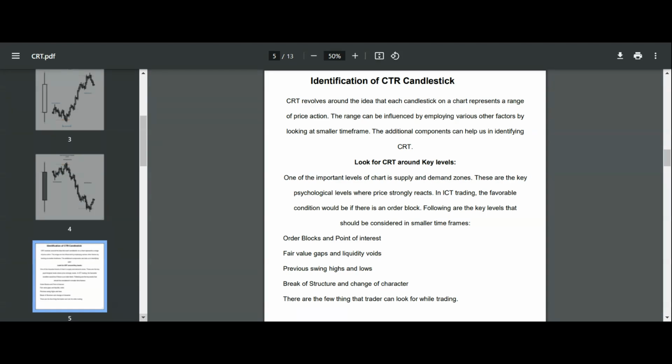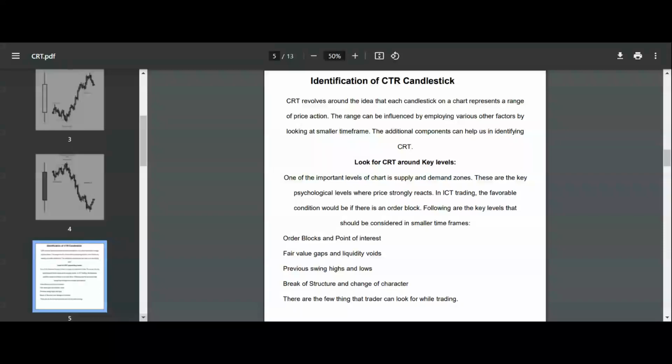This is where a lot of people get it wrong. Identifying your candle range or your CRT candle to trade. CRT revolves around the idea of each candlestick on a chart representing a range of price action. A lot of people focus on one candlestick as a CRT range. Let's leave that aside.